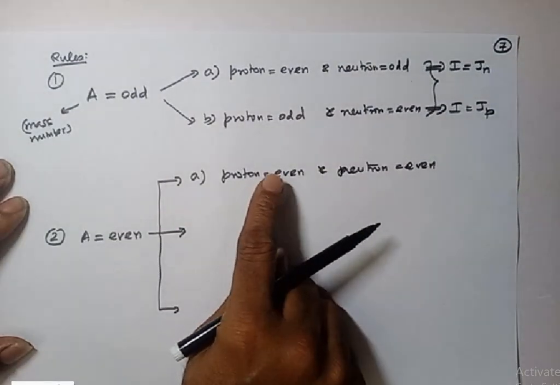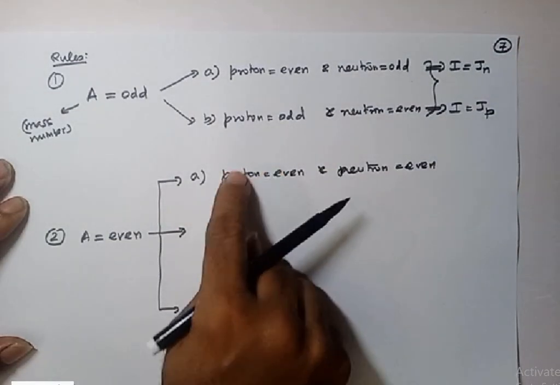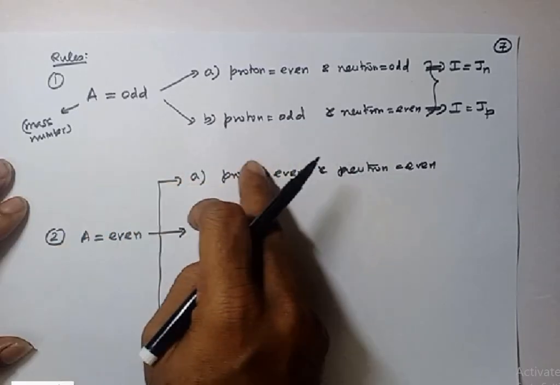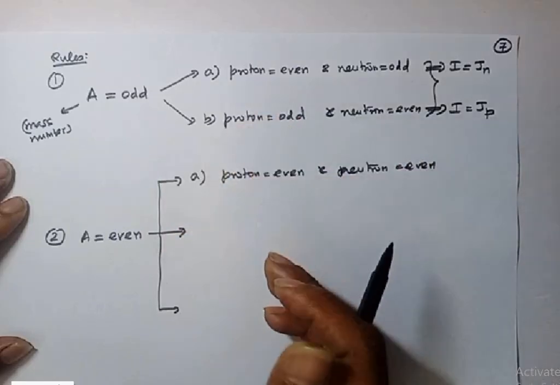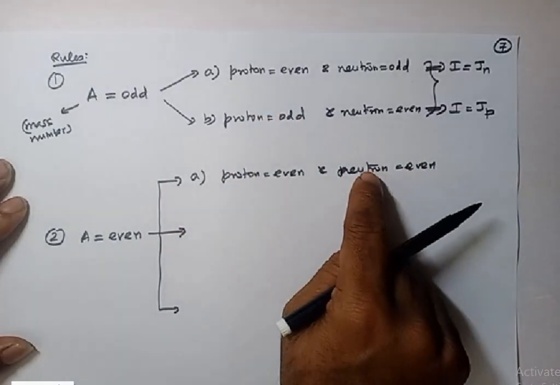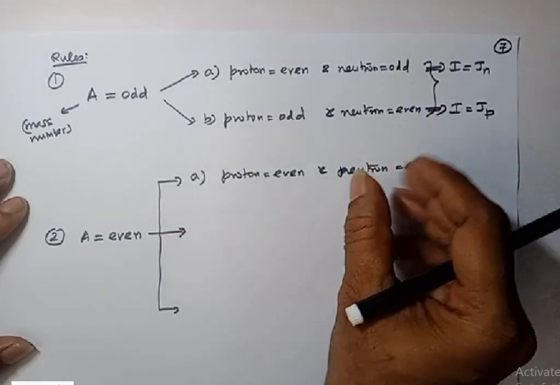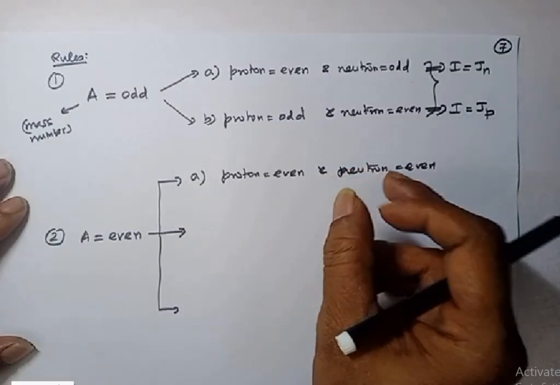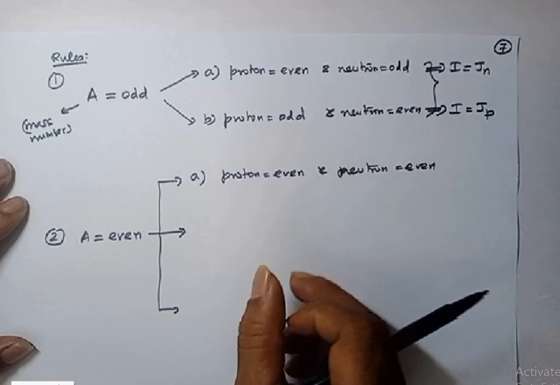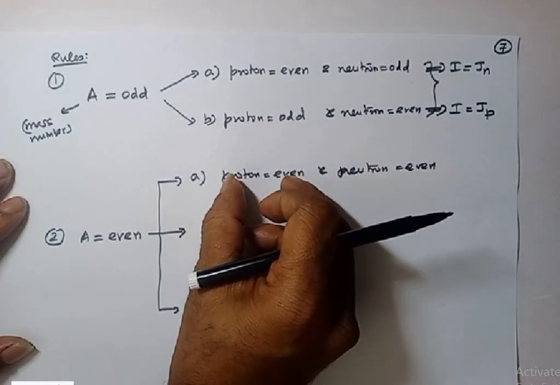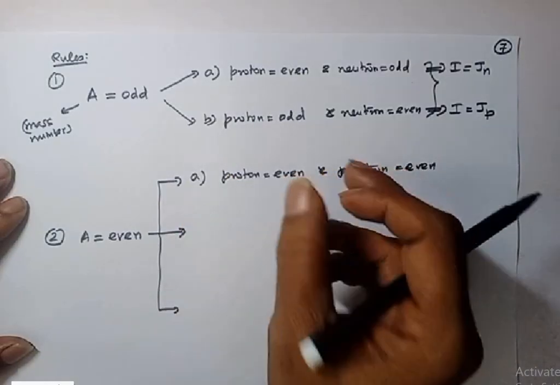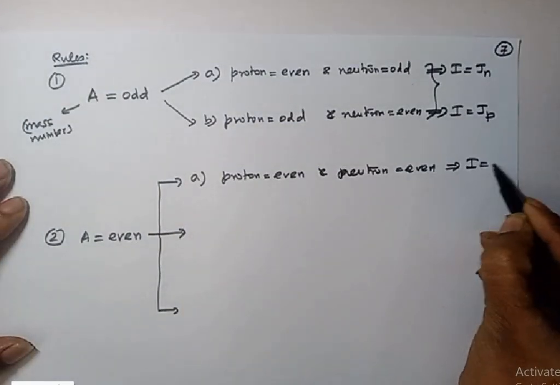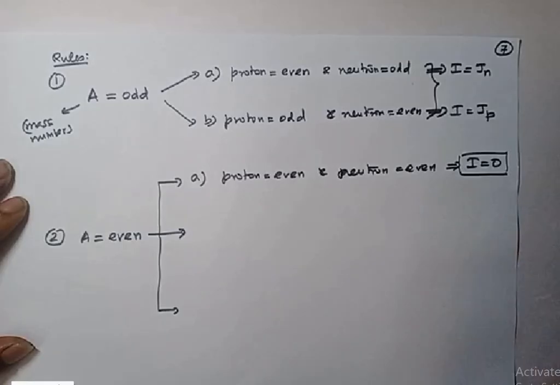If the proton number is even, then protons cancel each other. So, no spin we get based on proton. If the neutron number is even, then neutrons also cancel themselves. Therefore, you never get any spin because of neutron. No spin due to proton, no spin due to neutron also. Therefore, in this case, we can say very clearly that the I value is 0. Very simple.